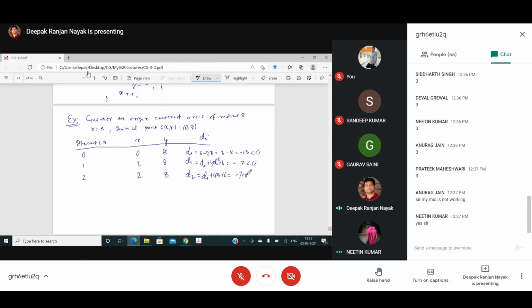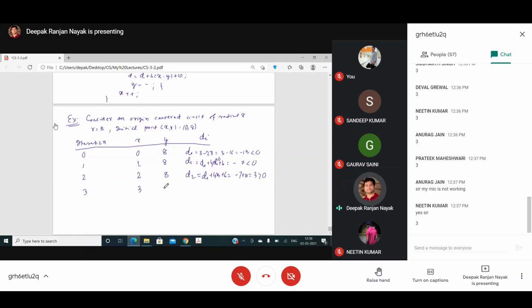Very good. Thank you. So now who can say that for the next iteration, my 3 is my value. So what I got, my D2 value, is 3. If my D2 value is 3, it is greater than 0. If it is greater than 0, what will be the value of X? X value will always increase by 1, whether it is less than 0 or greater than 0.